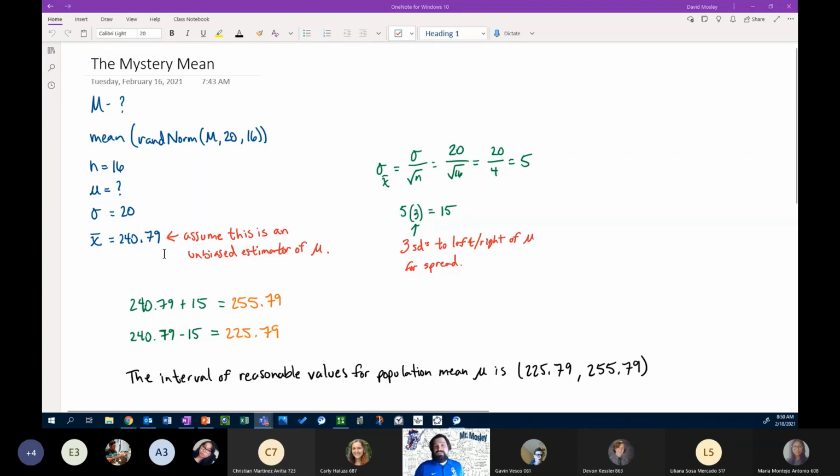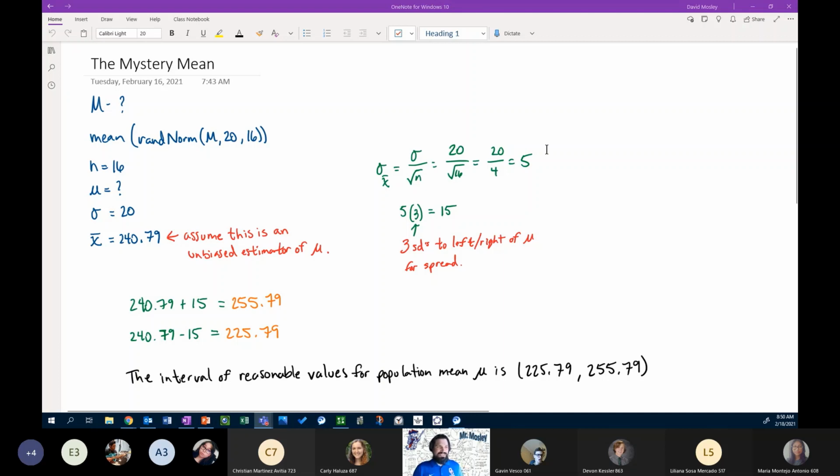Because the best thing we can do is assume that this is an unbiased estimator of mu. So we use this as the estimator. We can determine the standard deviation of the sampling distribution of the sample means, the standard deviation of x bar, to be 5 by using our formula from Chapter 7: the standard deviation of the population divided by the square root of the sample size. We get 20 over square root of 16, 20 over 4, 5.